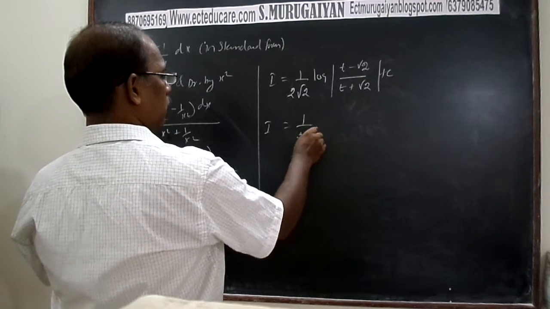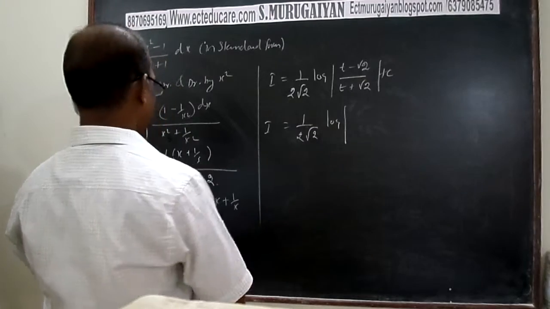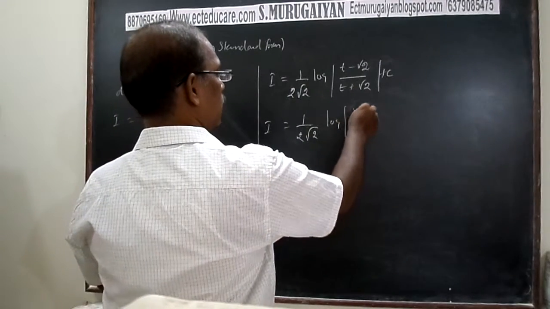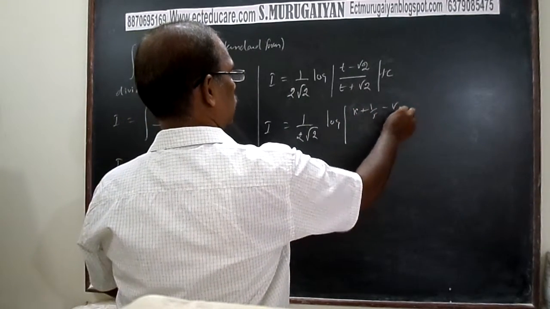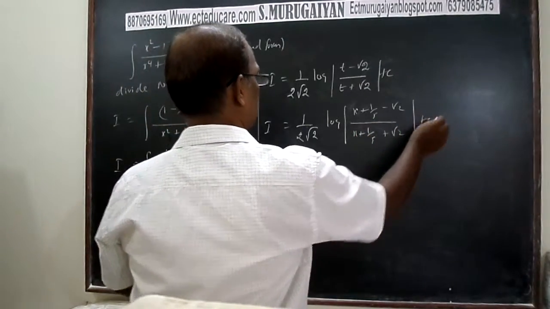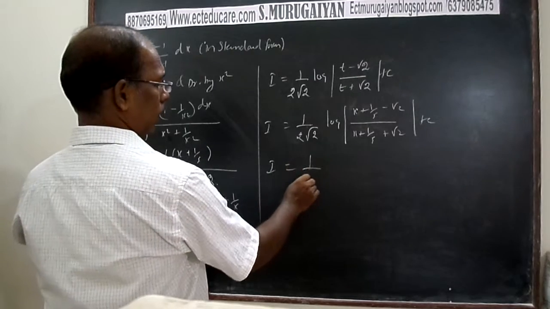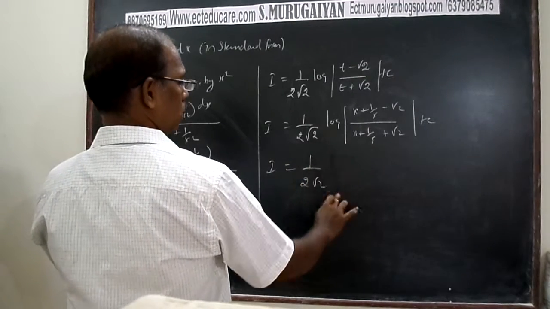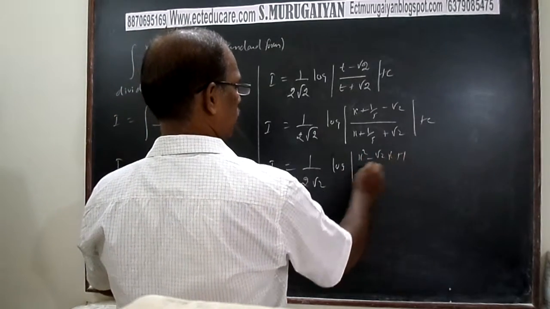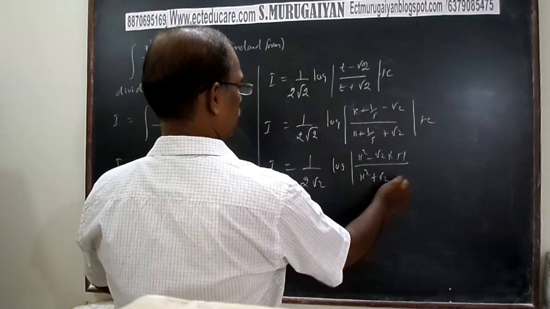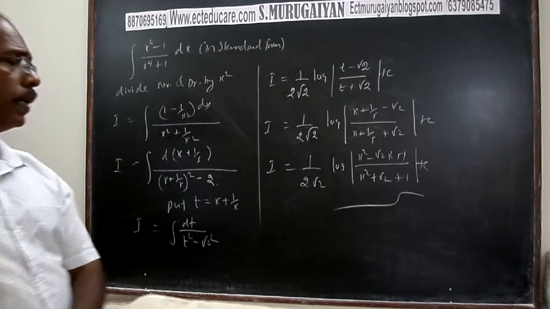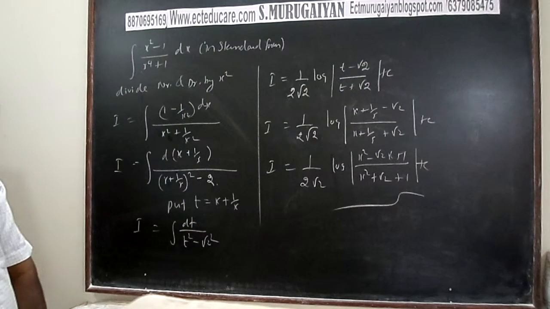To give the final answer in terms of x, replace t by what? t is x plus 1 by x. So (x plus 1 by x minus root 2) and (x plus 1 by x plus root 2) in the denominator. On further simplification, 1 by 2 root 2 log mod of (x square minus root 2 x plus 1) by (x square plus root 2 x plus 1) with the integration constant. So this is the final answer. Go through it. We will discuss a few more questions.